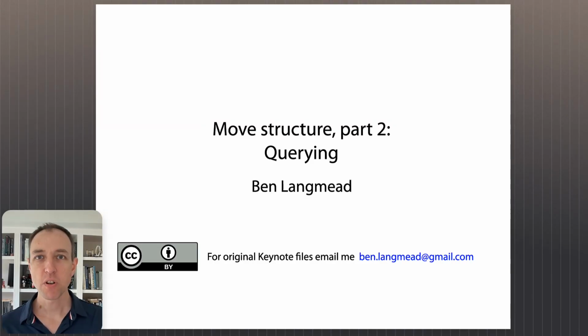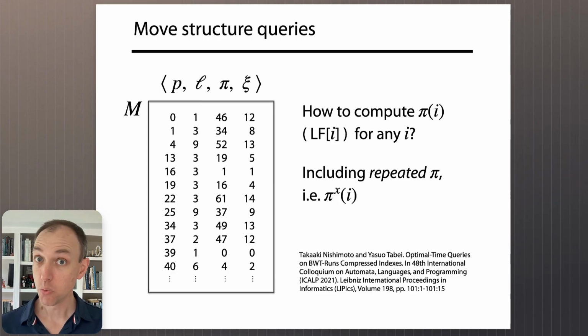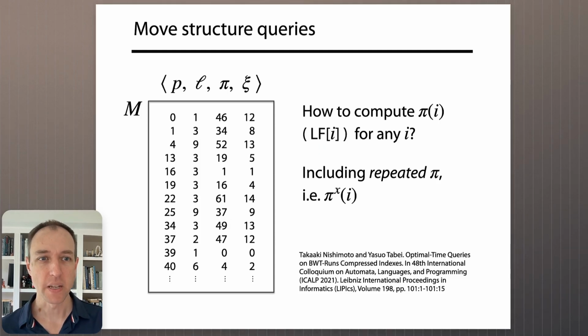Okay, now we know what the move structure is and sort of what it looks like. It's time to figure out how we query it. In other words, how do we go through the permutations? How do we execute the permutations that the move structure is representing? So in other words, how do we compute pi of i? Pi is the name we gave to the permutation that we're representing with the move structure, though really, if we want to use it as a full text index, LF is a good example of a specific permutation that we would like this to be able to enable for us. So how do we compute pi of i?